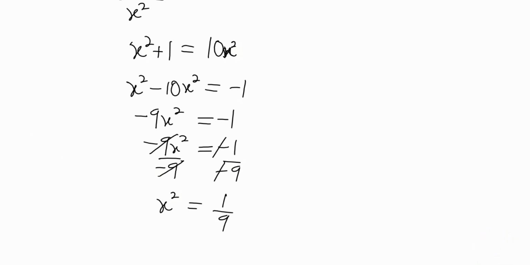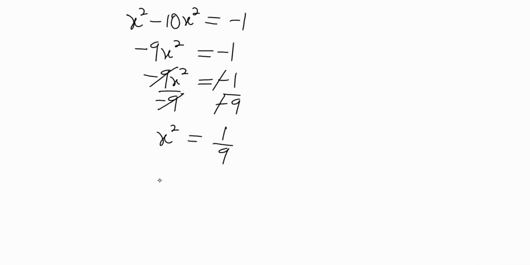Now here, what you can do is take the square root of both sides, and that will help us to find the value of x. So that is the square root of 1 out of 9. We can see that the square cancels the square root, we are left with x. And we know the square root of 9 is the same thing as 3. So we have here 1 out of 3. And that becomes the value of x in this question.